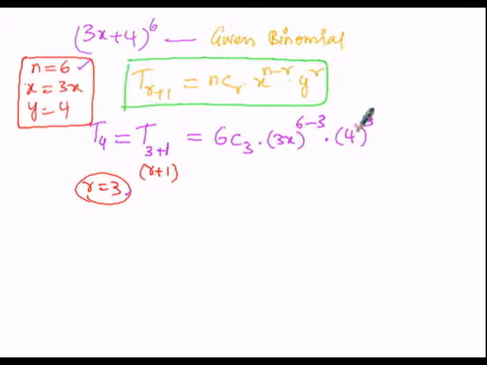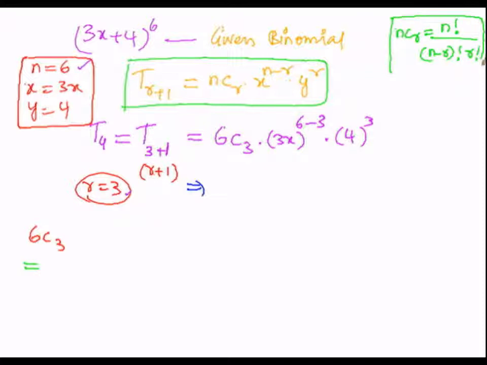That implies 6C3. To get the value of 6C3, based upon the formula nCr equals n factorial divided by (n minus r) factorial into r factorial, and n factorial can be written as 1 into 2 into 3 into 4 up to n.